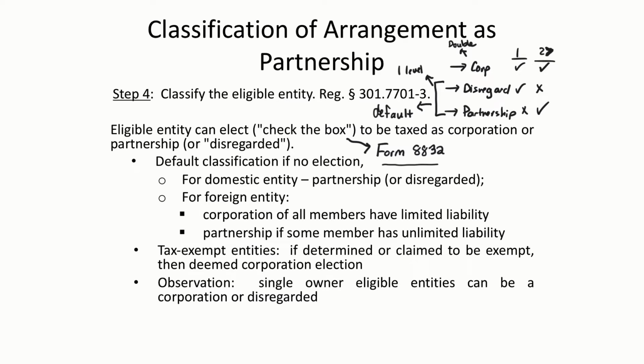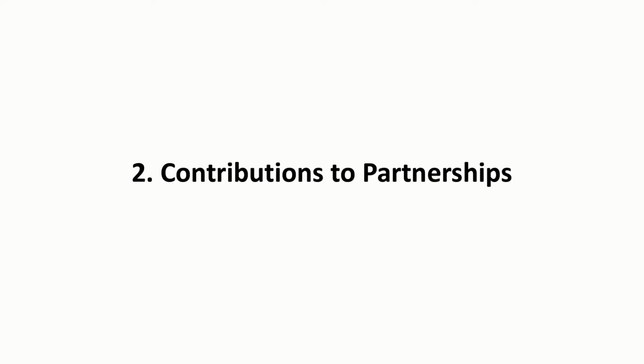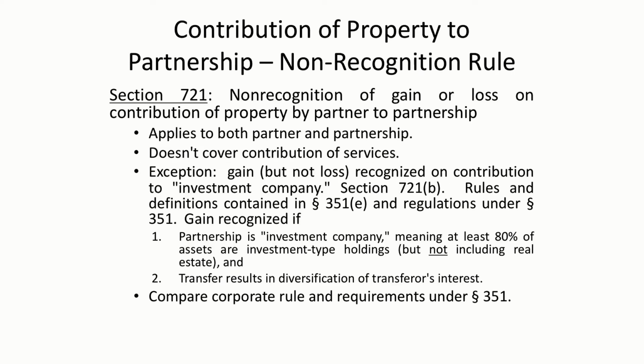If you're not, you go to step 4, where you're an eligible entity, and you can either default rule, disregarded entity or partnership, or you can elect. You can check the box to be any of those. Usually check the box only if you want to be the corporation, which is again not the default. And that's it. All right, let's go to the next topic, contributions to partnerships, also formation. Think back to corporations. Okay?